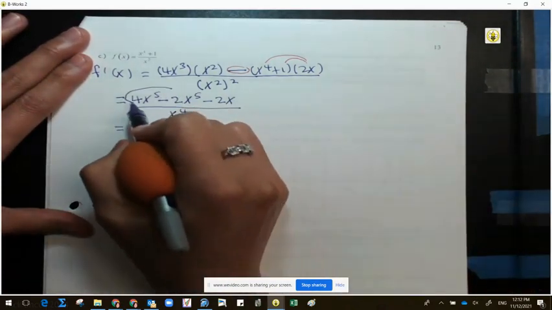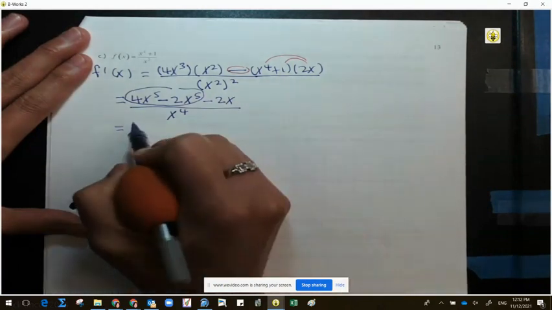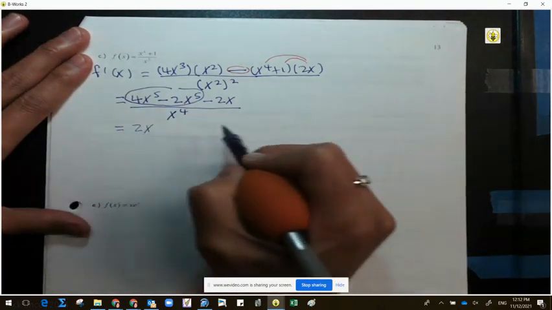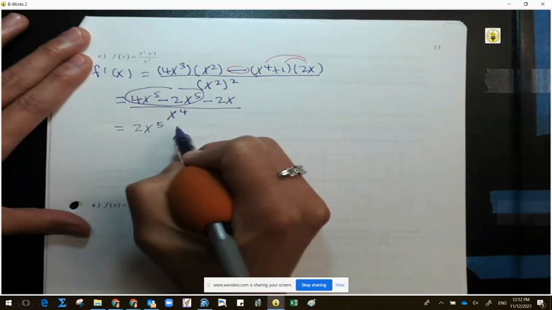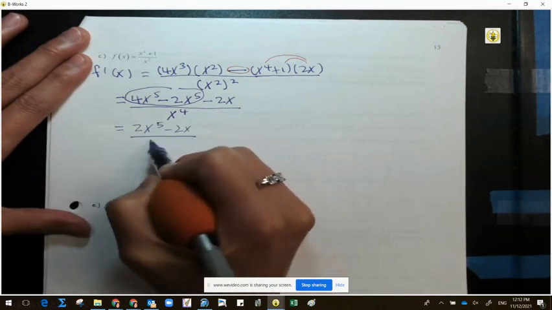Now let's combine like terms. I can combine these 2. Is that right? So when I do, I get 2x to the power of what? 5. And keep everybody the same.